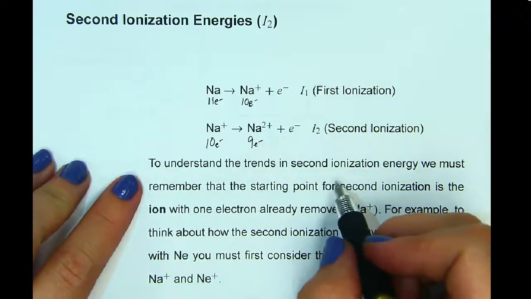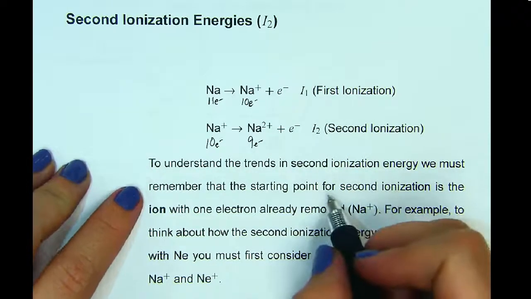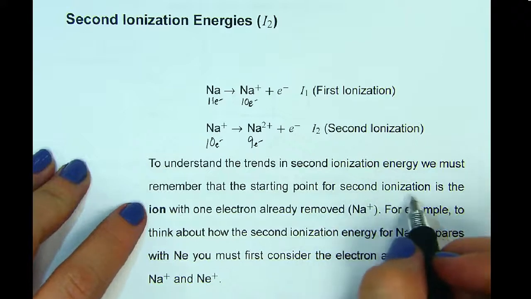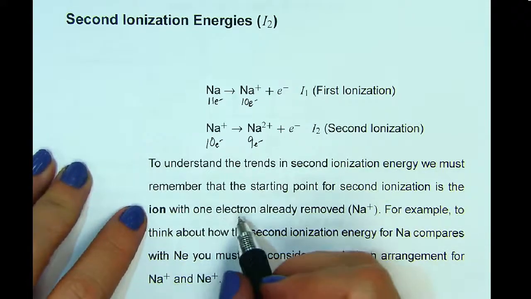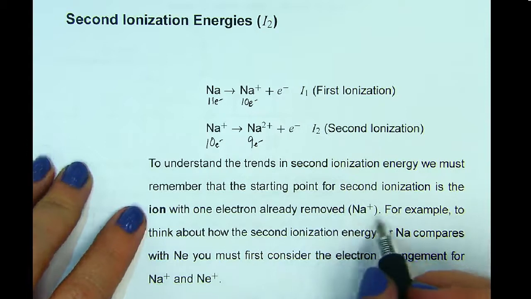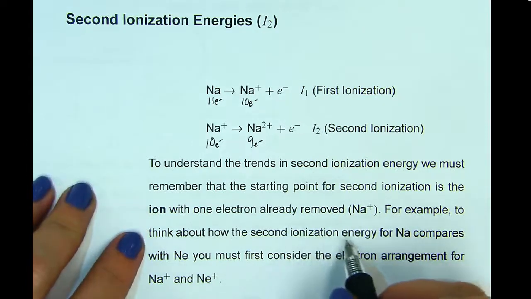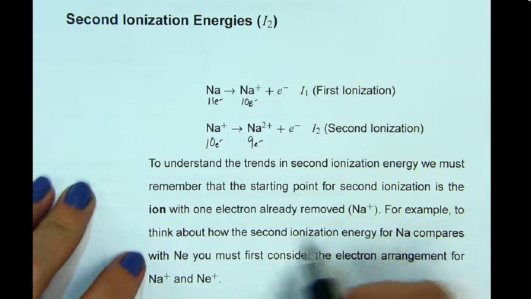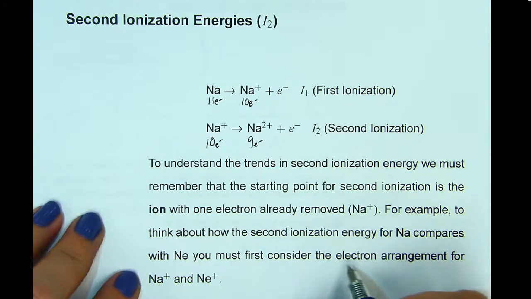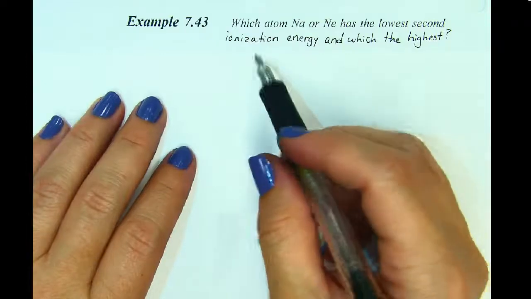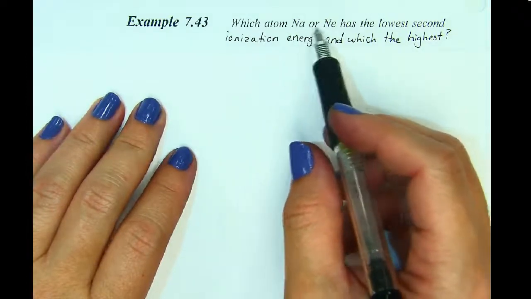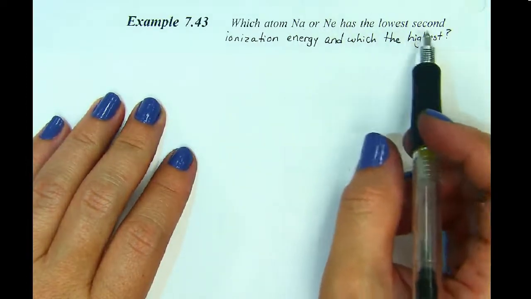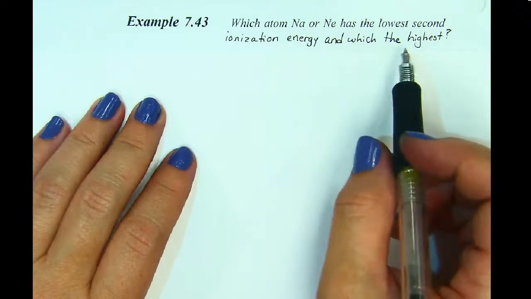To understand the trends in second ionization energy, we must remember that the starting point for second ionization is the ion with one electron already removed. For example, to think about how the second ionization energy for sodium compares with neon, you must first consider the electron arrangement for Na+ and Ne+. Example 7.43. Which atom, sodium or neon, has the lowest second ionization energy and which the highest?